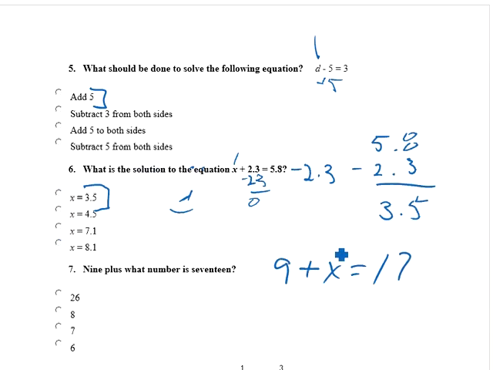And to get x by itself, if I'm solving for x, I've got to get rid of this 9. So I'm going to subtract 9. To subtract 9 there, I need to subtract 9 over here. And I ended up with x equals 17 minus 9, or maybe 8. 8 plus 9 is 17. I like that answer.